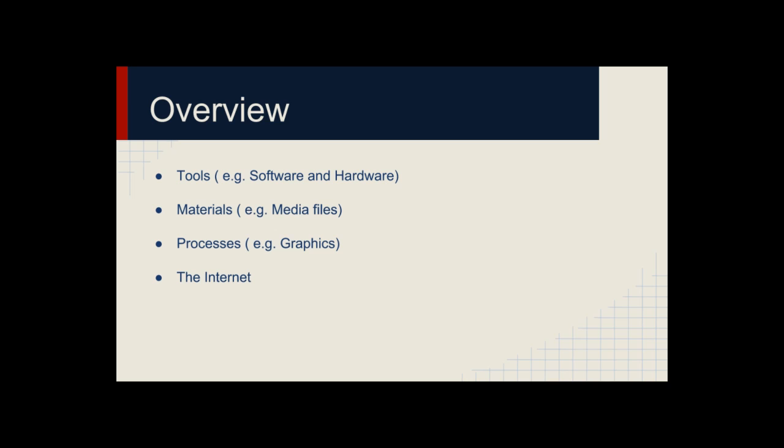When we're talking about materials, we're actually talking about the multimedia files. So when we talk about sound files, animation files, types of text, types of video, that's our materials. That's what we work with. In fact, in multimedia, it's really zeros and ones. It's binary. And the processes, I've given the example of graphics here. The process of actually creating a graphic. How is a graphic created on a computer? And then, of course, the internet.